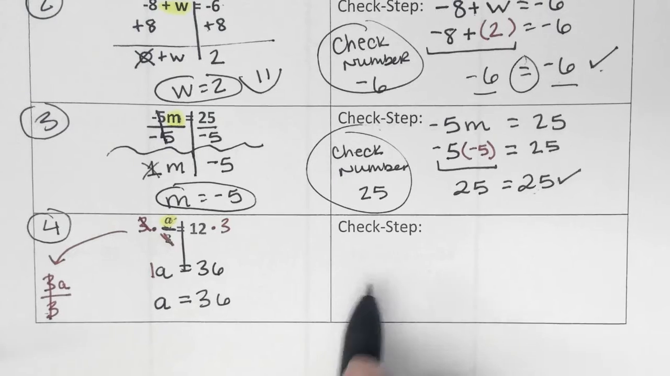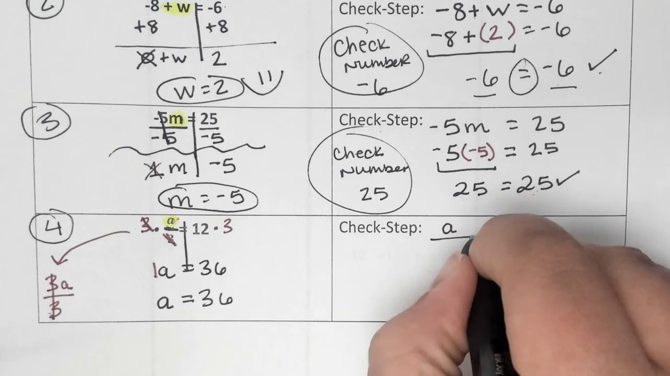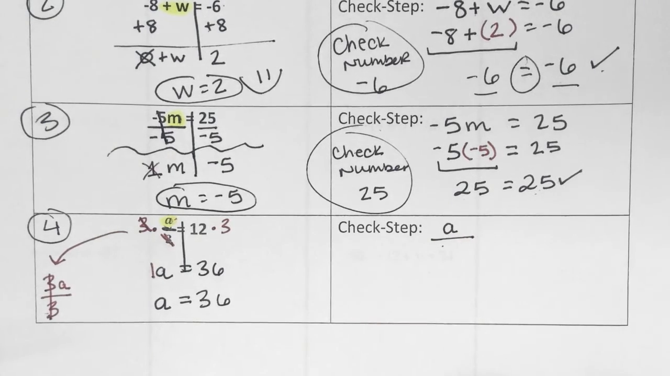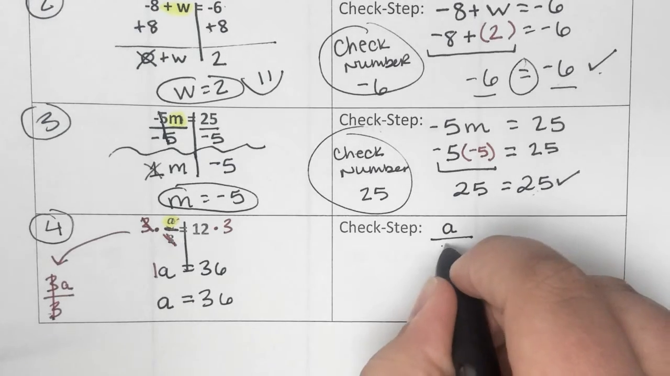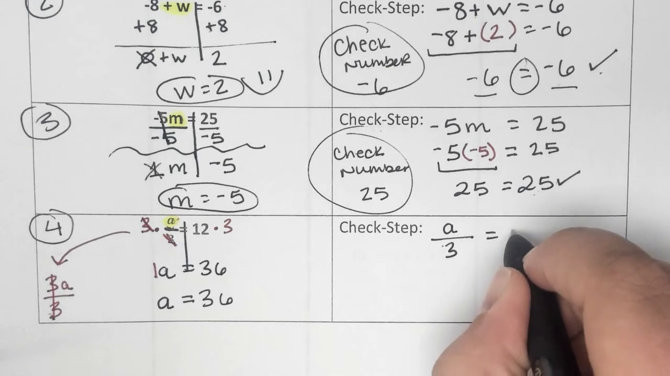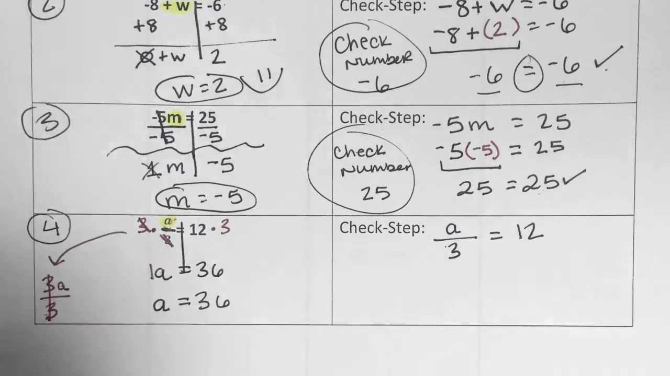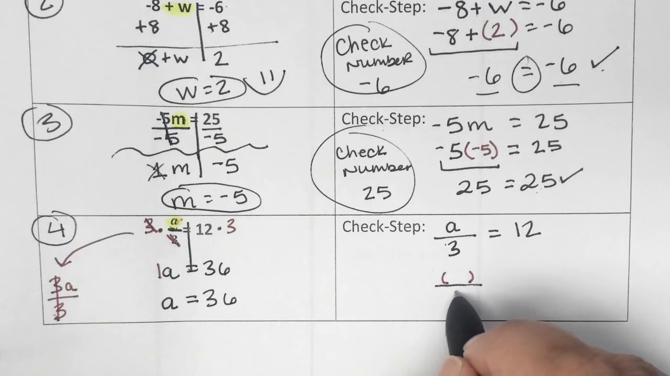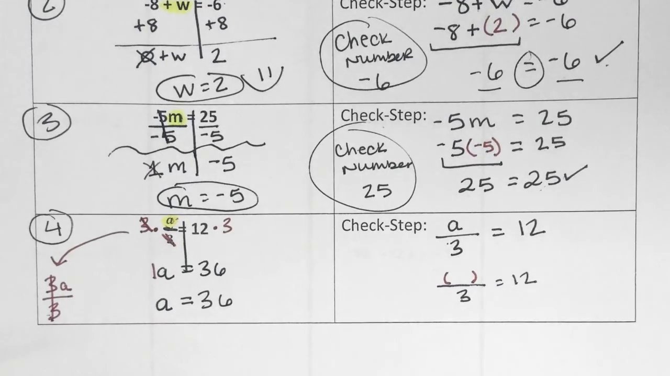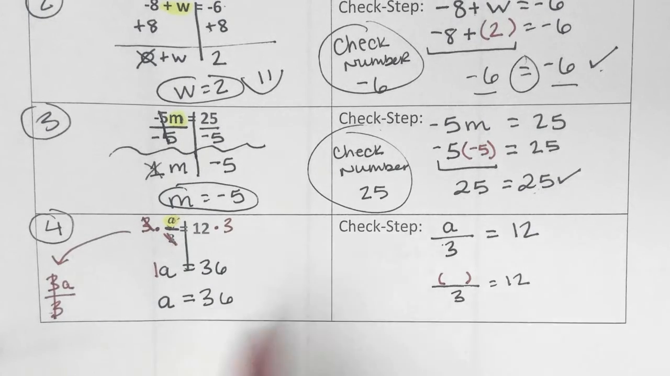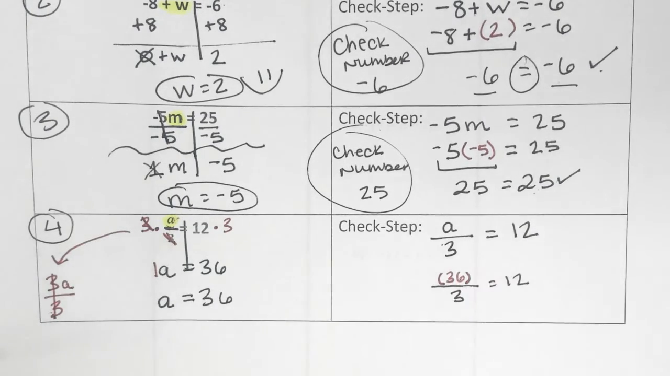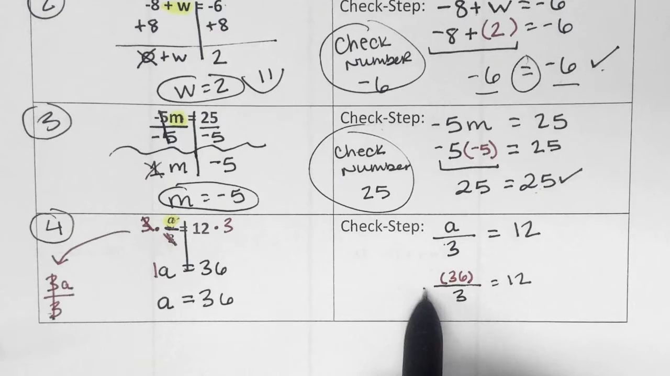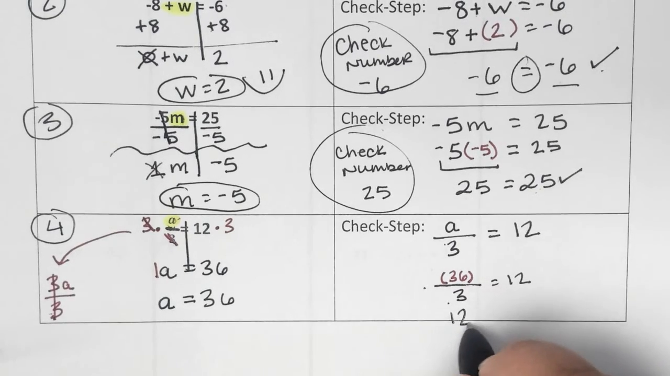Now we have to check ourselves. So I have a over 3, sorry, I couldn't read. A over 3 equals 12. I'm rewriting this now, and instead of a, I'm putting a bubble. So I have bubble over 3 equals 12. Inside of that bubble, I'm going to put a 36, because that's what we think a is equal to. Now I have 36 over 3, which is the same as 36 divided by 3, which is 12.